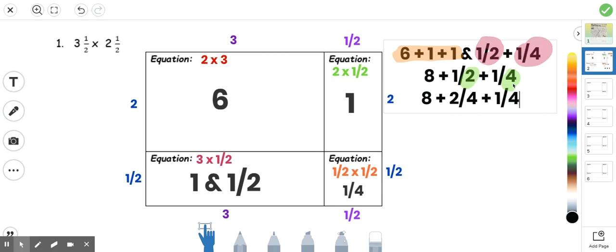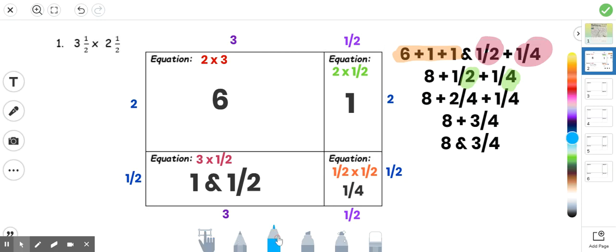So 8 plus 2 fourths plus 1 fourth. And then when I look at that, well, I can say, well, add my fourths together. And so my final answer would be 8 and 3 fourths. So my final answer is 8 and 3 fourths. So once again, if that feels really confusing to you, I would stop and go back and rewatch that.